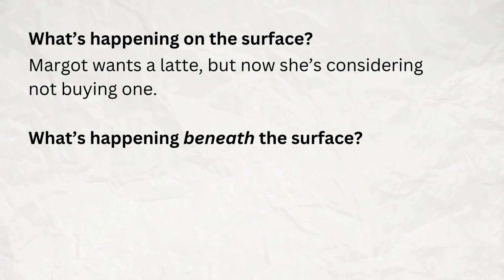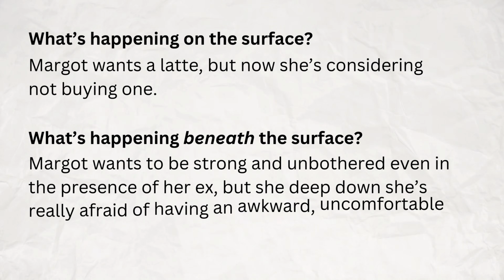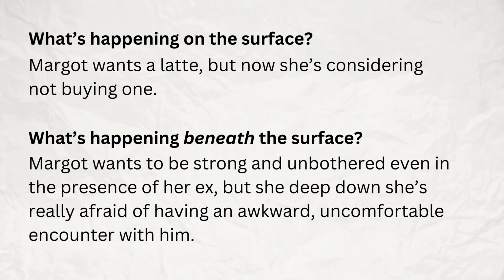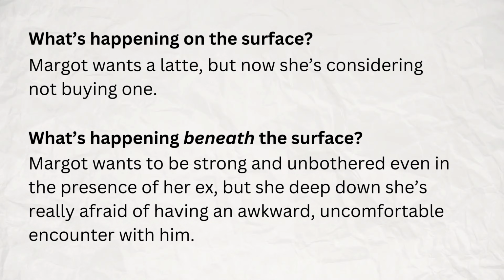So what's happening beneath the surface is really what adds that layer of intrigue. Margot wants to be strong and unbothered even in the presence of her ex, but deep down, she's really afraid of having an awkward, uncomfortable encounter with him. And pro tip, in every single external conflict situation, you can usually dig down beneath the surface and figure out what is that desire versus fear conflict that's at play inside of my character.